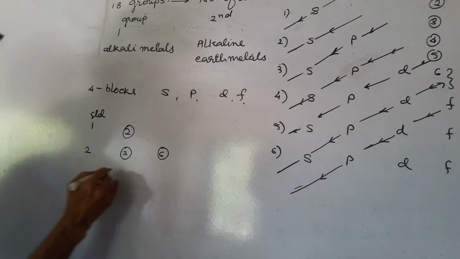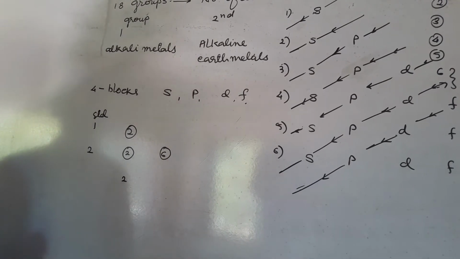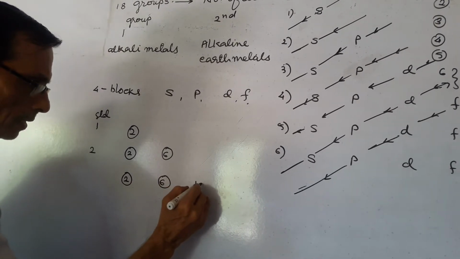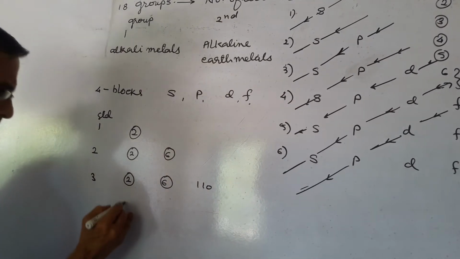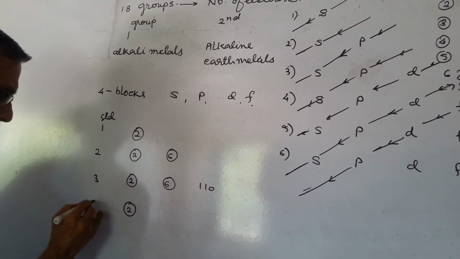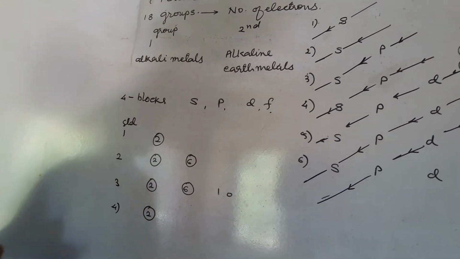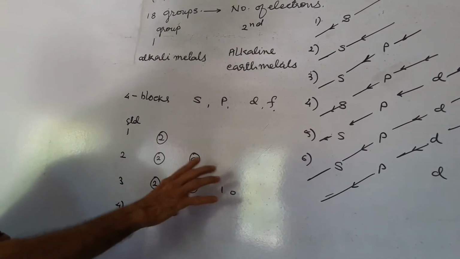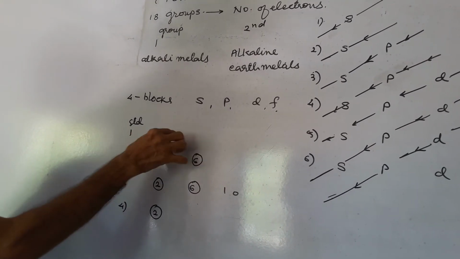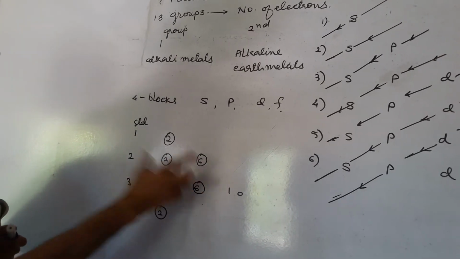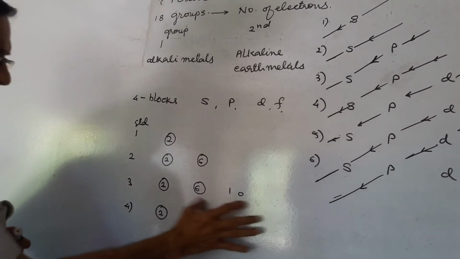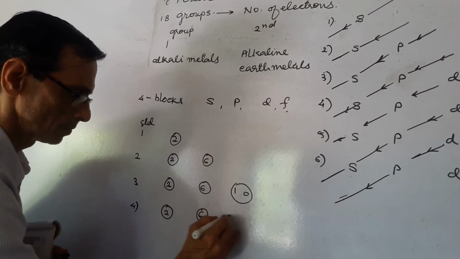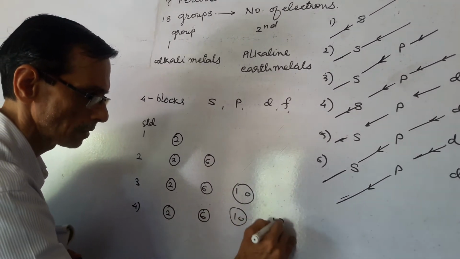In third standard, 3 classes are there, with 2, 6 and 10. Fourth, 4 classes are there. As the number of standard increases, the number of classes also increases. First standard, only 1 class is there. Second standard, 2 classes are there. Third standard, 3 classes are there. Fourth standard, 4 classes are there.